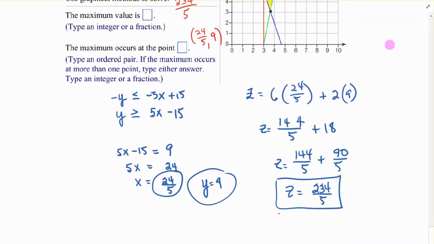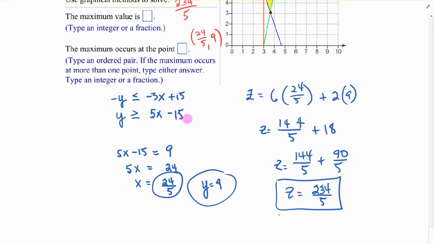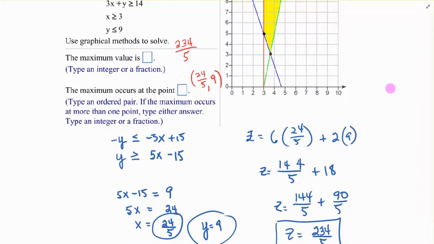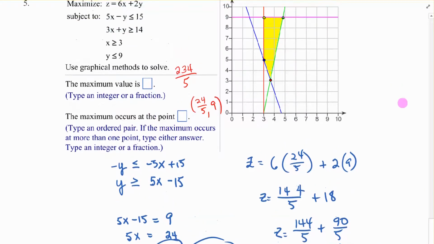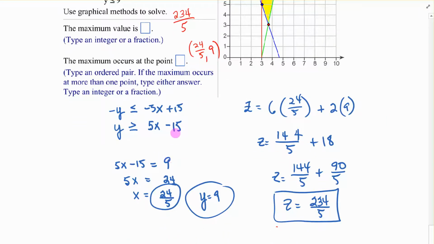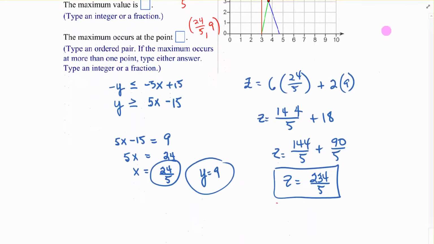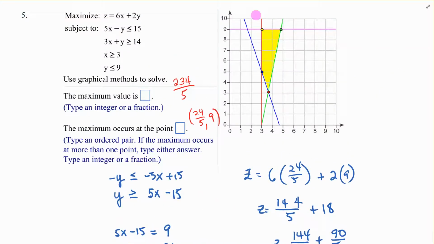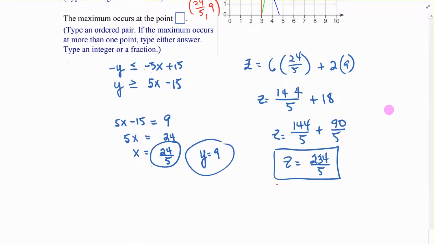So that's where I turn them into y equals. And if you set 5x minus 15 equal to 9, because we had one that was y equals 9, you come up with 24/5 comma 9. So that would be right up here.